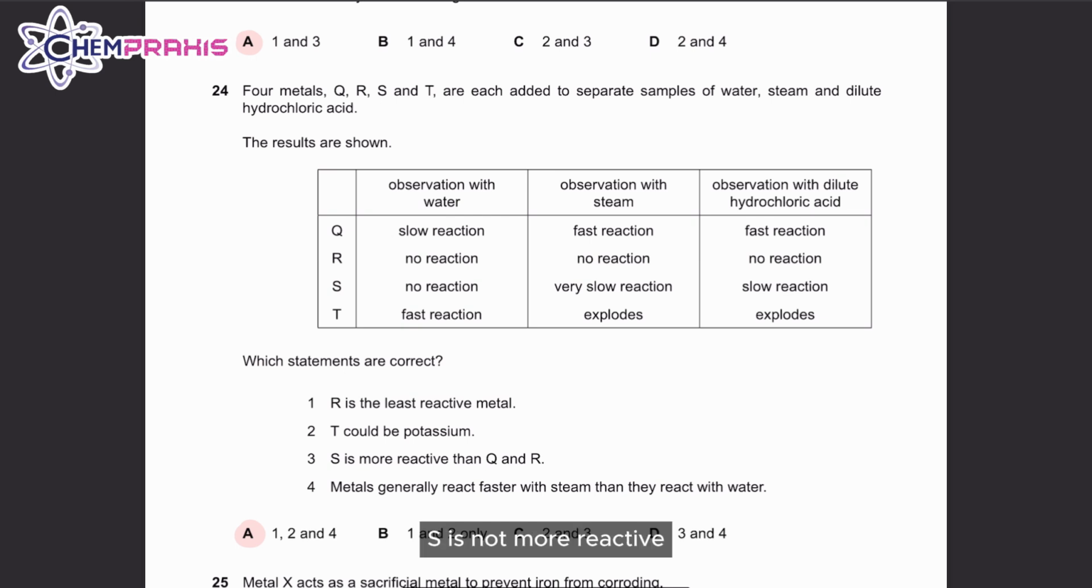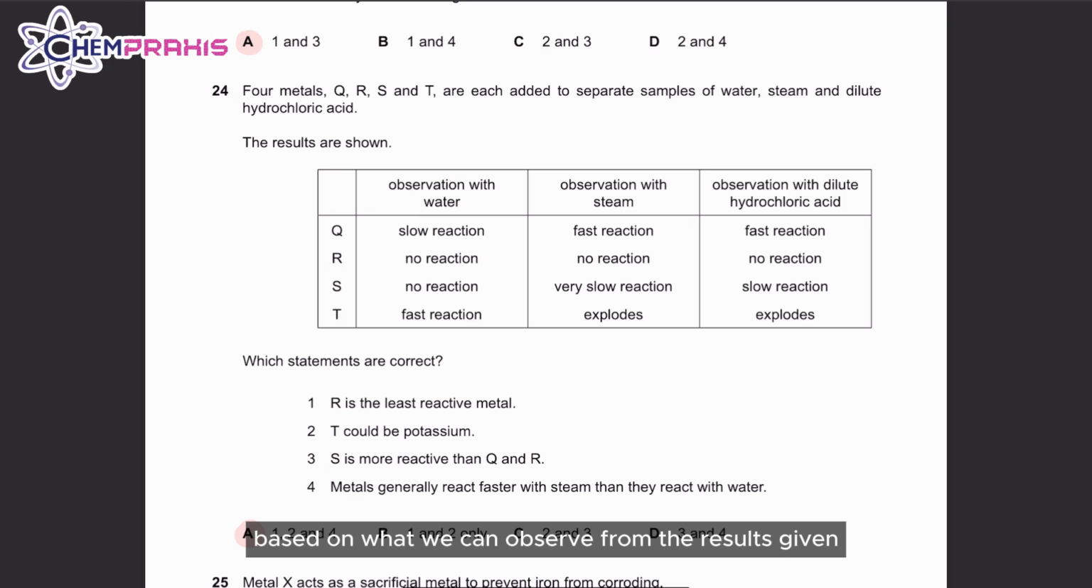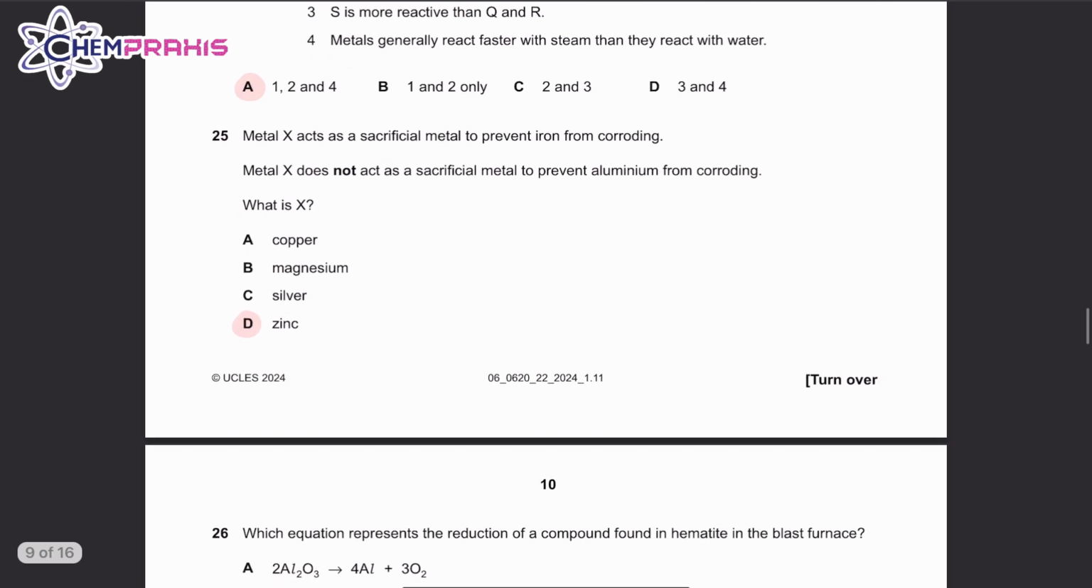S is not more reactive based on what we can observe from the results given, and therefore your answer should be A.